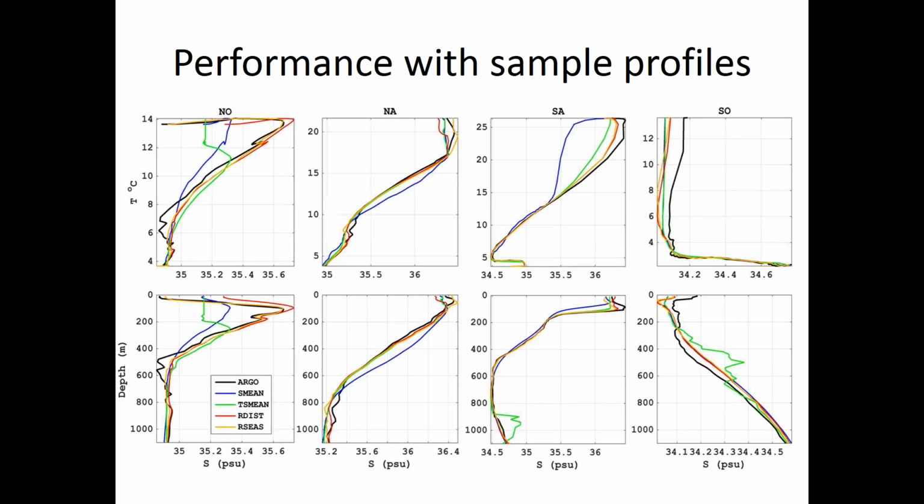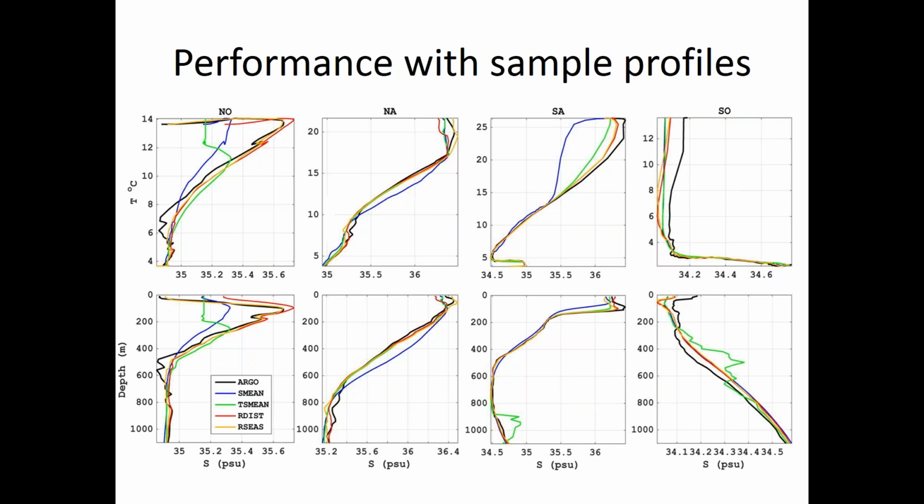So this is just some sample profiles. I select one typical profile for each of the basins: the Northern Ocean, North Atlantic, South Atlantic, and Southern Ocean. And we see how the Argo 2016, which is in black, I hope you guys can see, it's probably under the other lines mostly, compares with the S mean in blue, the TS mean, and the regression RDIST and RSEAS in orange.